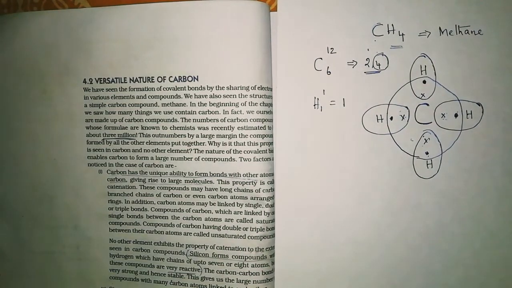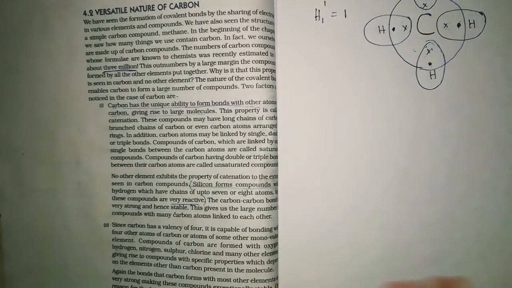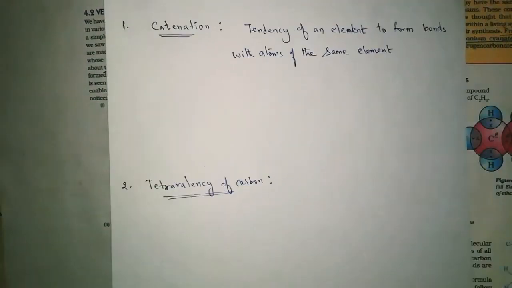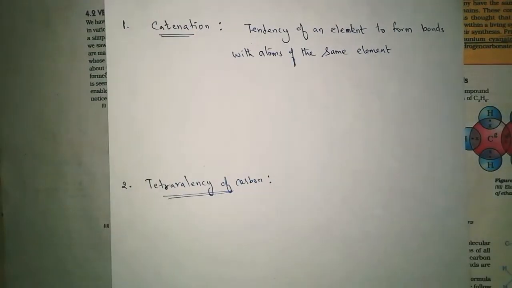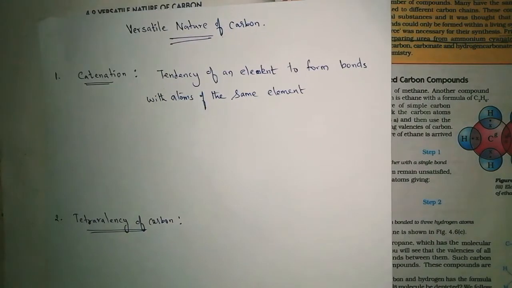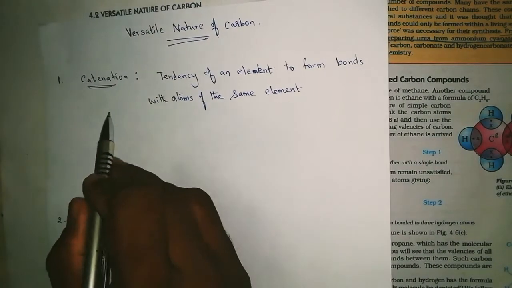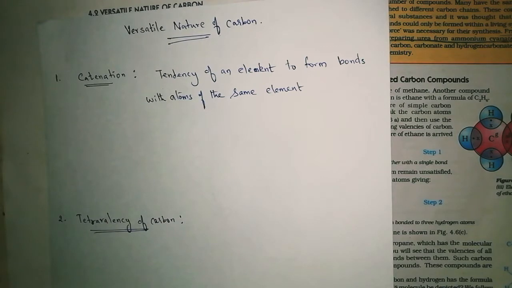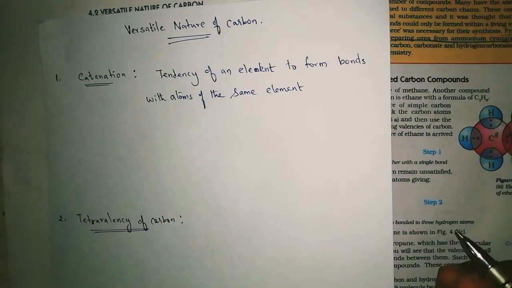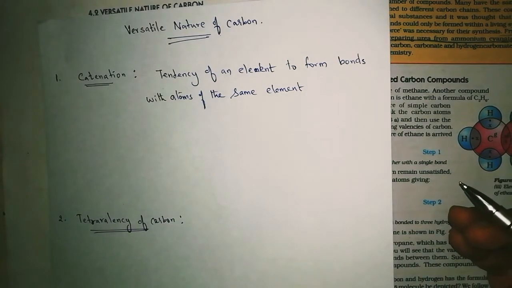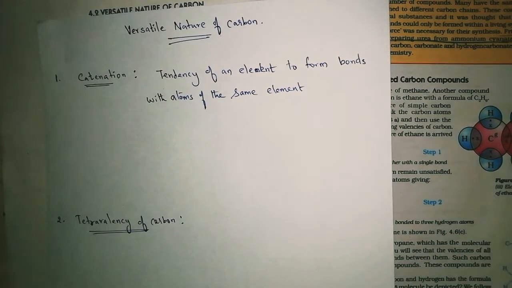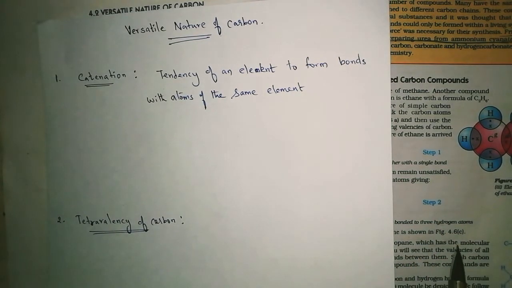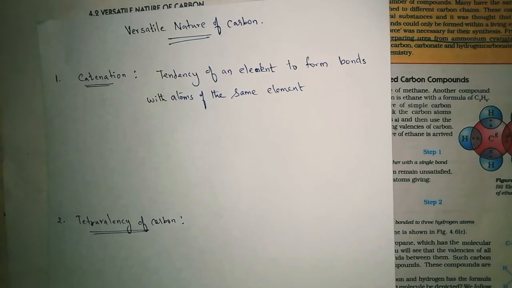So that is what we are going to deal with this chapter. We are going to learn two things in this chapter. One is the versatile nature of carbon. One is catenation. What is catenation? Carbon is the only element which can combine with other carbon elements and form a long chain.